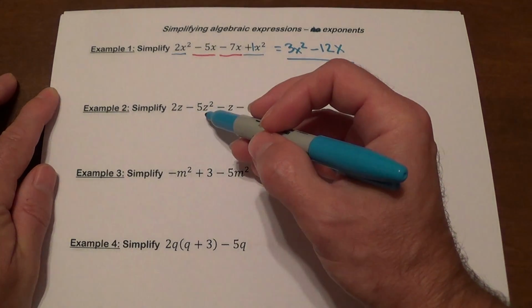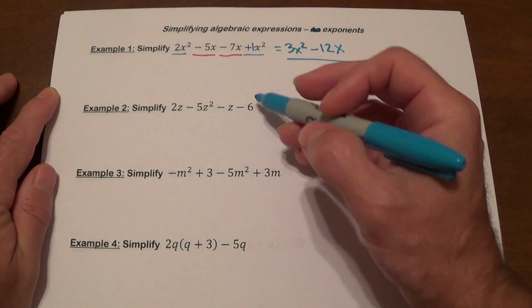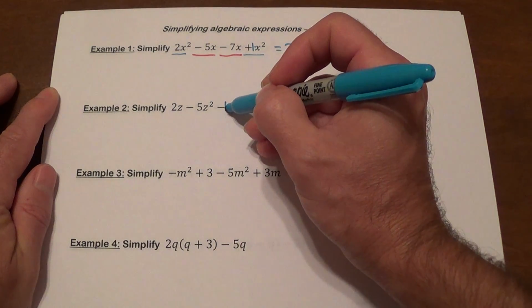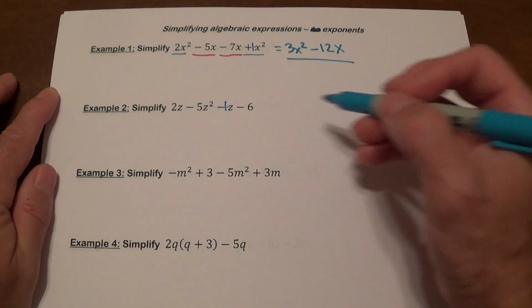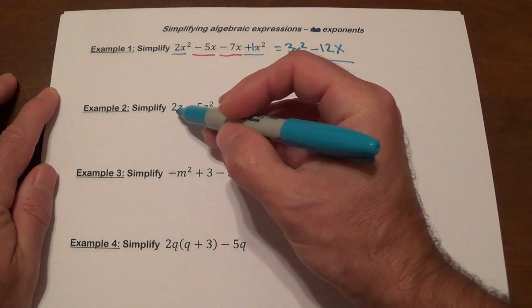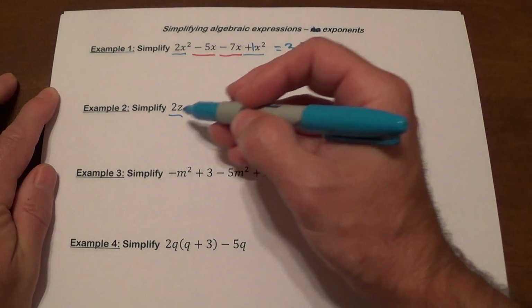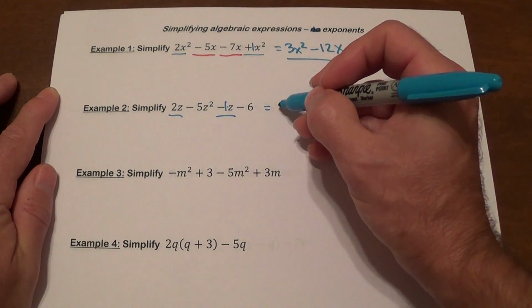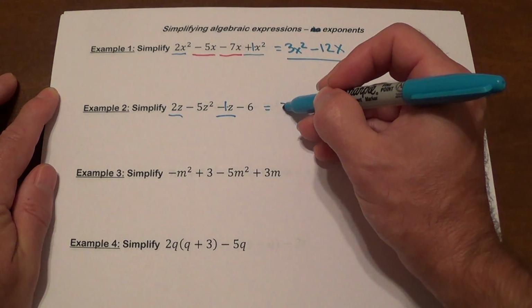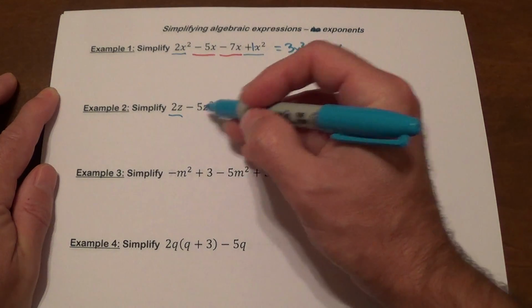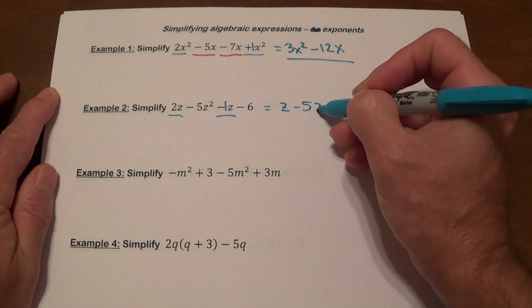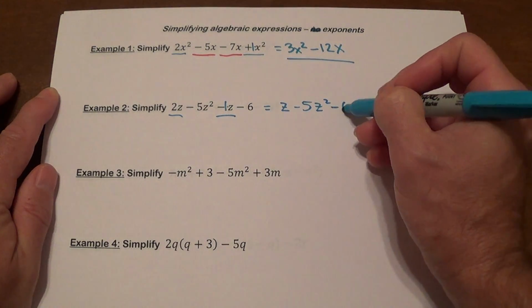So we have 2z minus 5z squared minus z minus 6. We always want to remember this is 1z. Okay, so we have 2z minus 1z. These are your only like terms in this problem. 2z minus 1z is going to give you 1z or simply z, minus 5z squared minus 6.